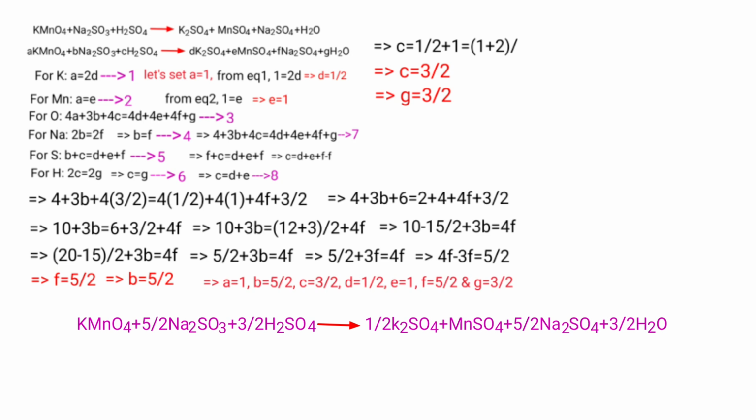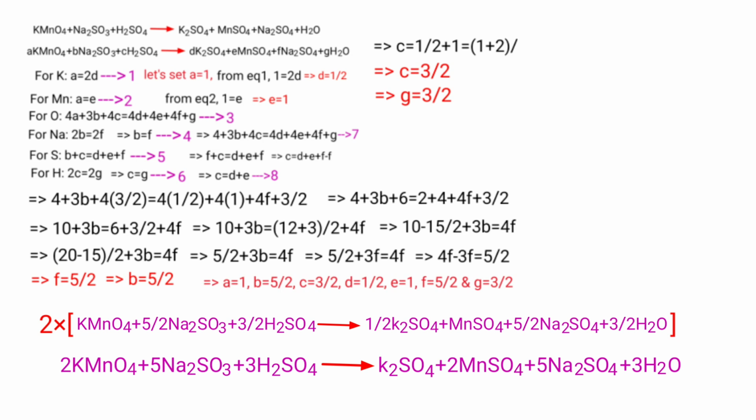Now you can multiply the equation by a coefficient of 2 to get whole numbers. So 2 KMnO4 plus 5 Na2SO3 plus 3 H2SO4 gives us K2SO4 plus 2 MnSO4 plus 5 Na2SO4 plus 3 H2O. The equation is now balanced.